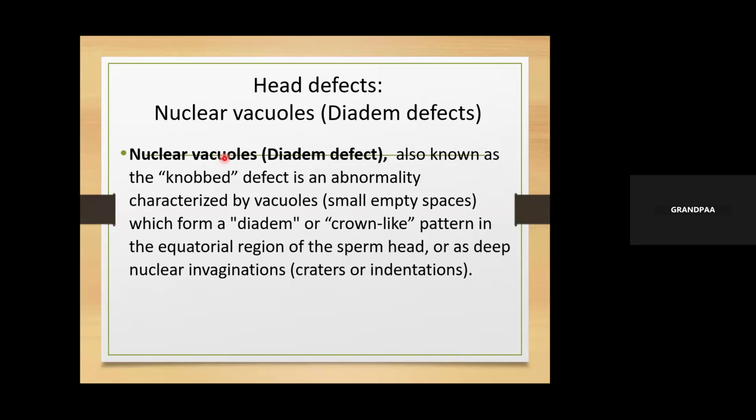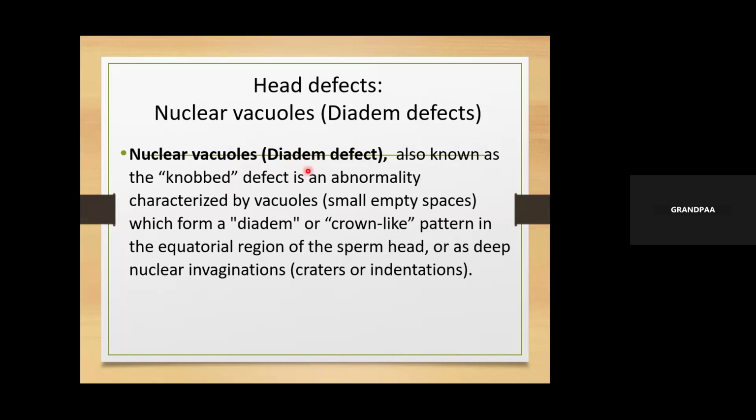Again, with the vacuoles, if you have one or two vacuoles which do not occupy up to 20% of the head area, it is normal. Once the vacuoles are large, then that also becomes an abnormality. Now, if you have several vacuoles, then they can give you the knob defect.